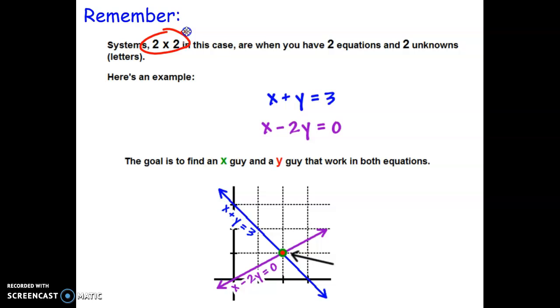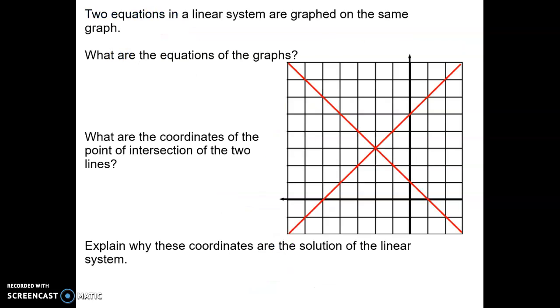Basically, we're trying to find an x and a y that work in both equations. If you think of this on a graph, the x and y that would work in both is where your lines cross each other. That's the only spot where the x and the y would work in both equations, because it has to be on both of your lines. So again, what I'm looking for is where your two lines cross each other. Let's take a look at how to graph these.